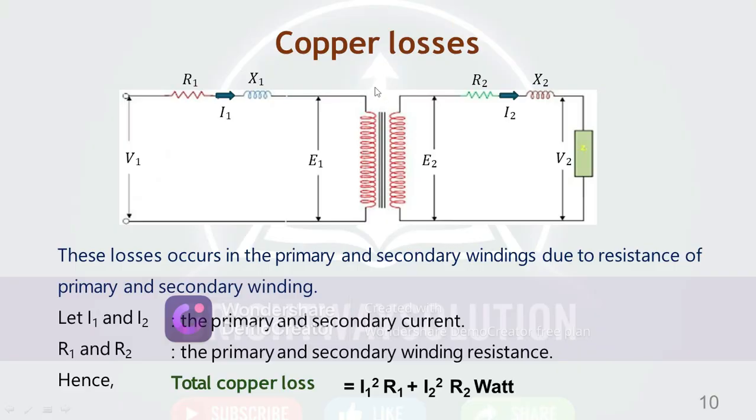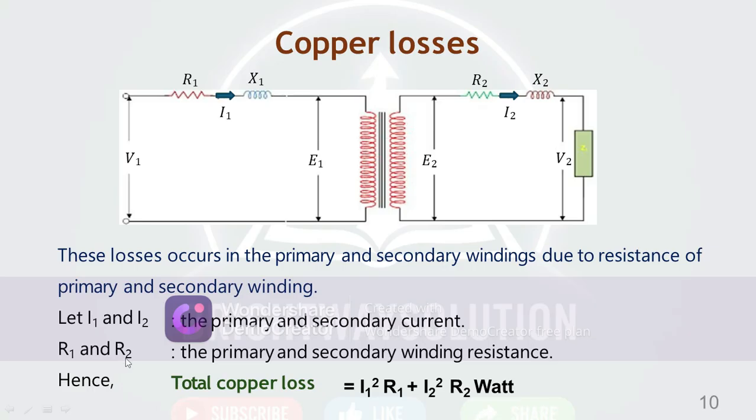Next, the type is copper loss. These losses occur in the primary and secondary windings due to the resistance of the primary and secondary winding. Only resistance is responsible for the copper losses. And I1 and I2 are the primary current and secondary current. The primary current depends on the load current and the excitation current. I1 is much greater if we consider a step down transformer, as compared with I2.